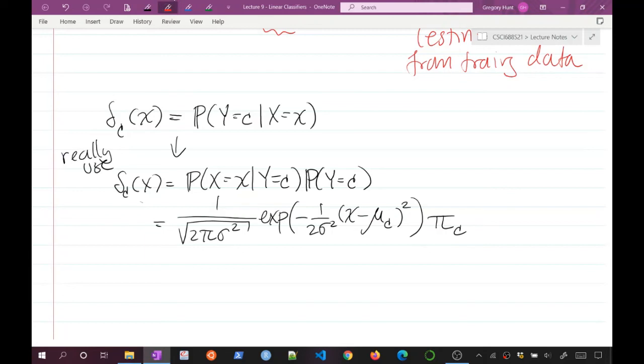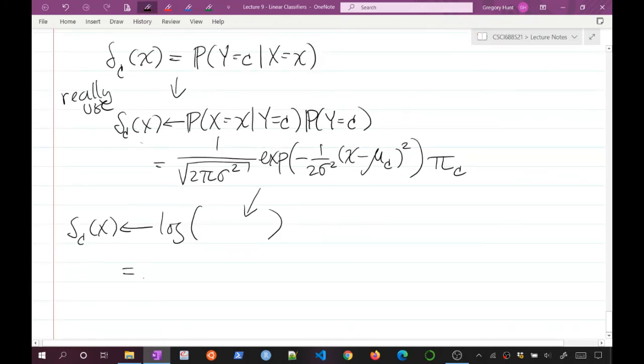It's going to be nicer in our case to show that this thing is linear. So we had assigned delta c to be this thing. Let's update it to be the log of this thing. We can apply monotone transformations and nothing changes. So let's work with the log of this whole expression. This log is monotone. It doesn't change anything about our classifier. So what do we get?